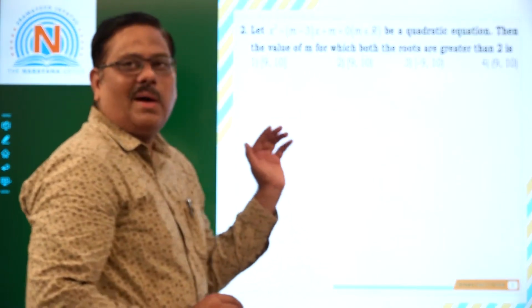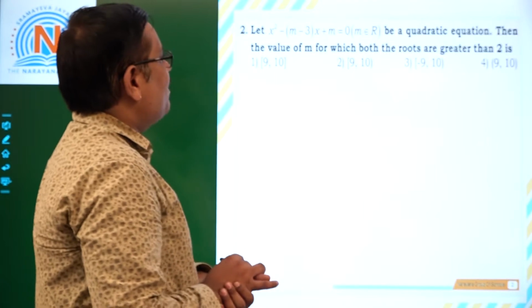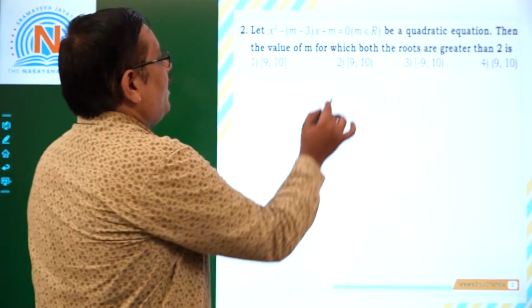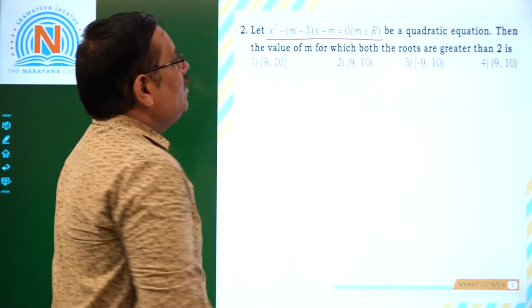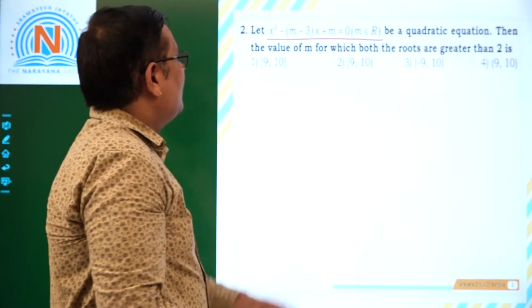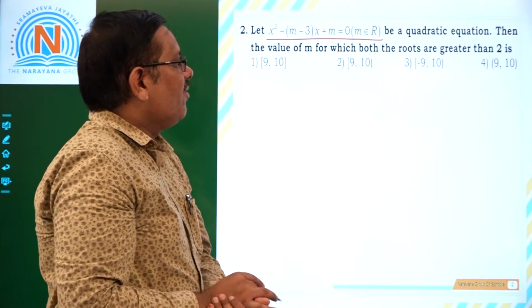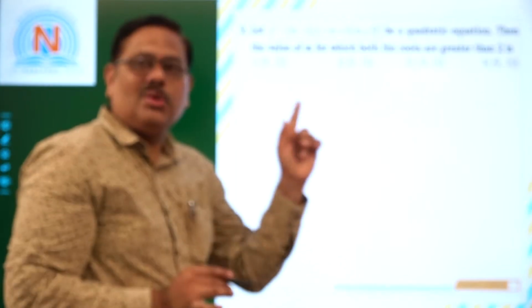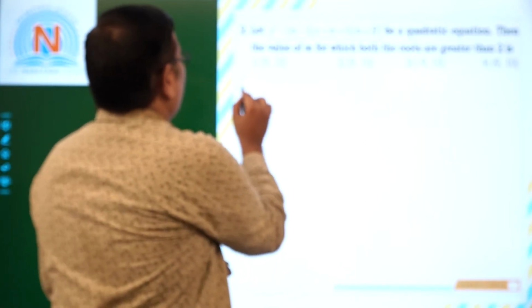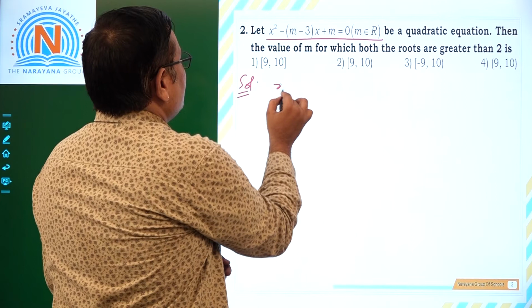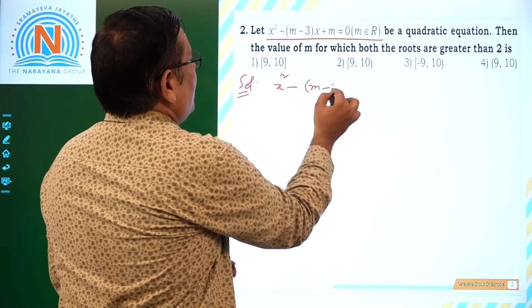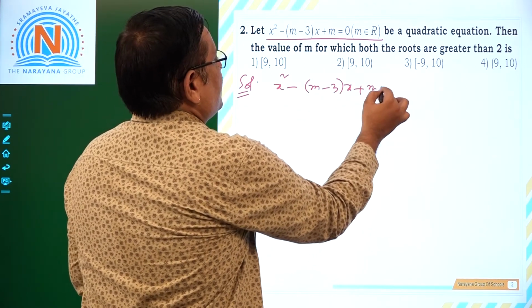Let x square minus m minus 3 times of x plus m is equal to 0, where m is a real value, be a quadratic equation. Then the value of m for which both the roots are greater than 2. Both the roots are greater than 2. What is the given quadratic for us? x square minus m minus 3 times of x plus m is 0.